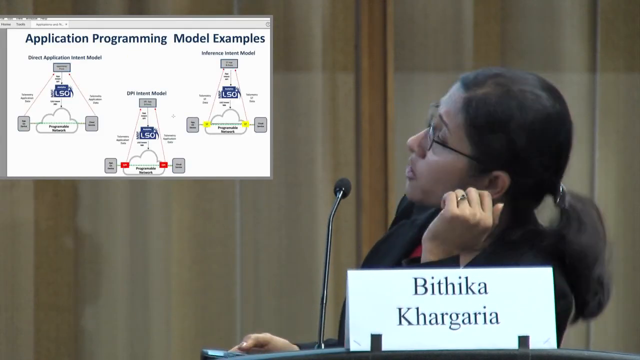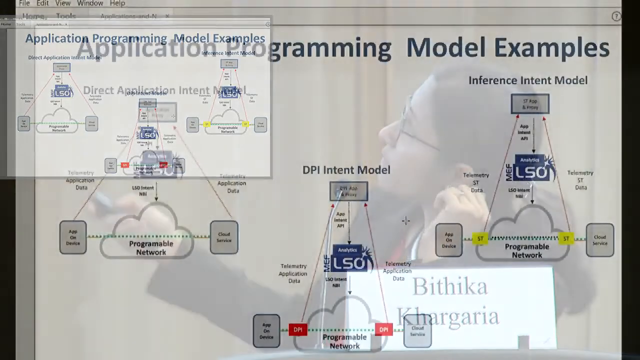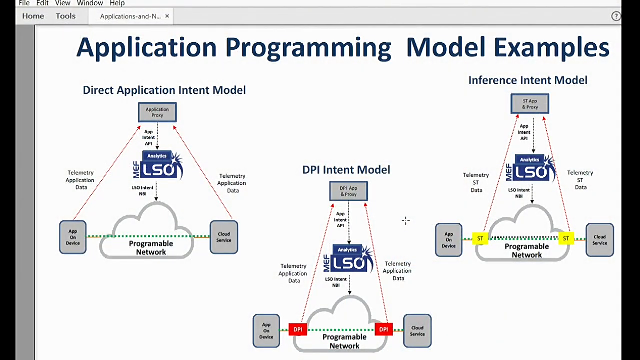So in terms of application programming models, this is sort of the ideal mode of operation, where an application is directly communicating requirements through intent APIs into the orchestration layer, and the orchestration is then programming the network underneath in order to provide the right type of quality of experience.